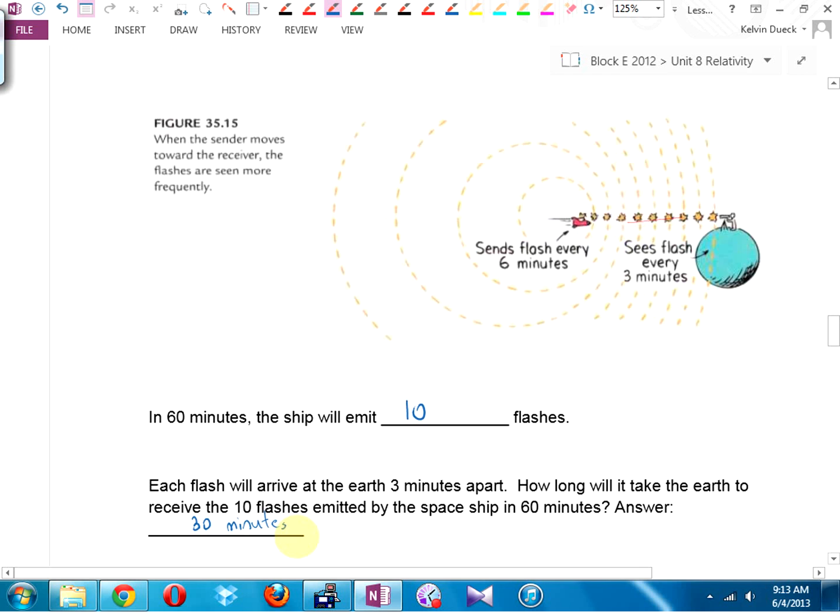Now, replace the word flashes with a clock moving. On the ship, the same clock would have moved an hour. On the Earth, the same clock would have moved for 30 minutes. Time is not the same in different locations if you're moving. The universe is weird.